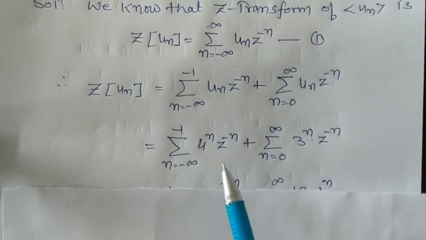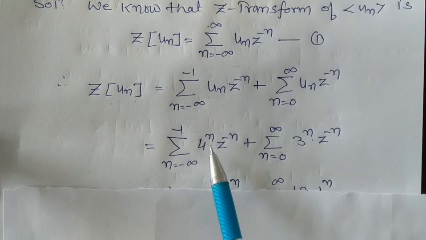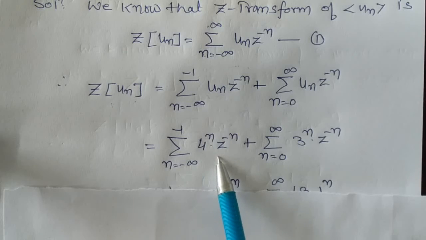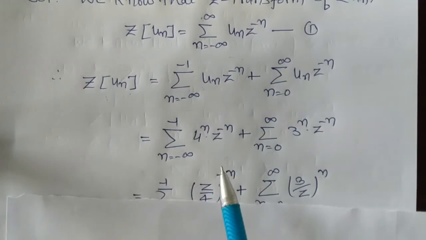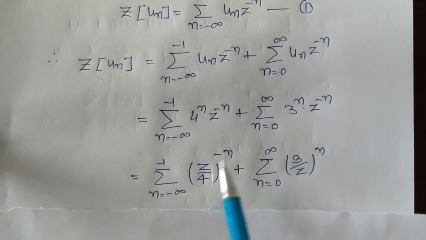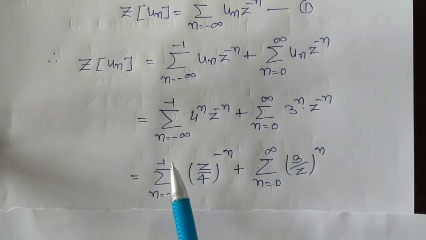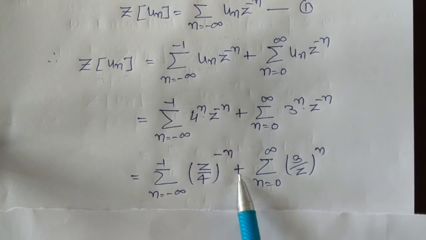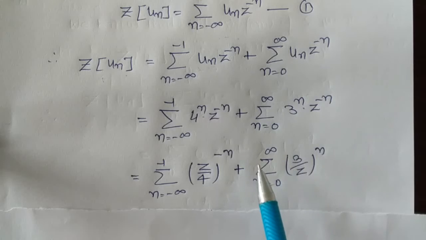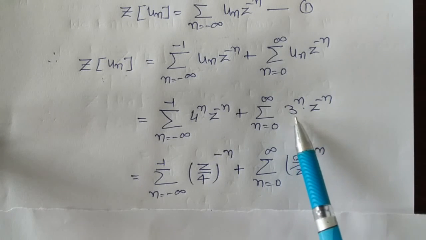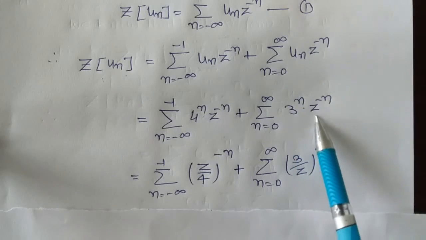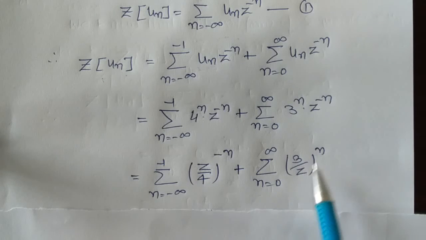Now we write this as z power minus n upon 4 power minus n, so (z by 4) whole power minus n, summation n goes from minus infinity to minus 1, plus summation n goes from 0 to infinity. Here we write 3 power n upon z power n, so we get (3 by z) whole power n.